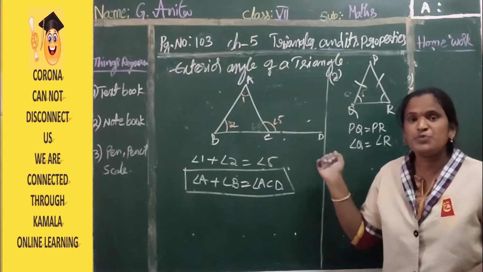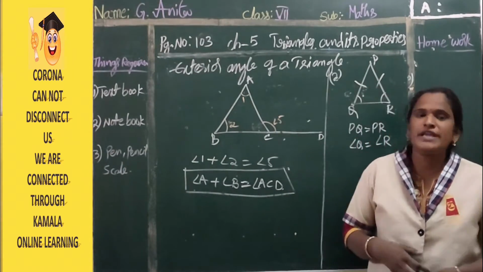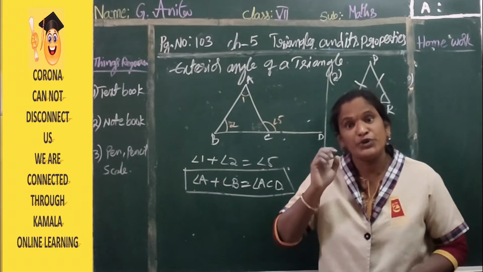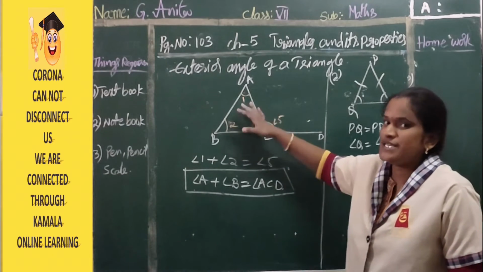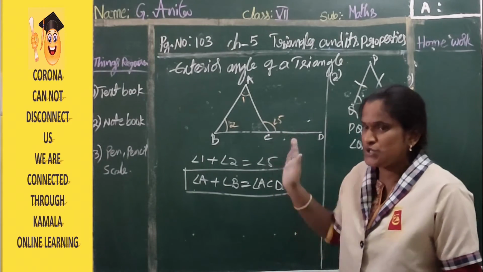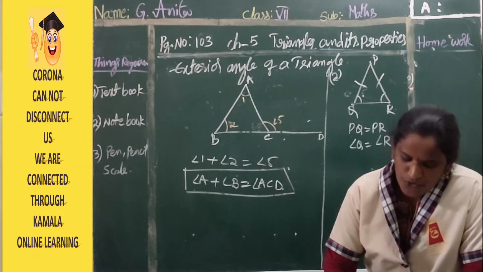Okay, children, which properties are we using? Exterior angle property. So what is the exterior angle property? The exterior angle is equal to the sum of the two interior angles of a triangle which are opposite to the exterior angle. You have to remember these two points. Definitely you will get all the problems in exercise 4.